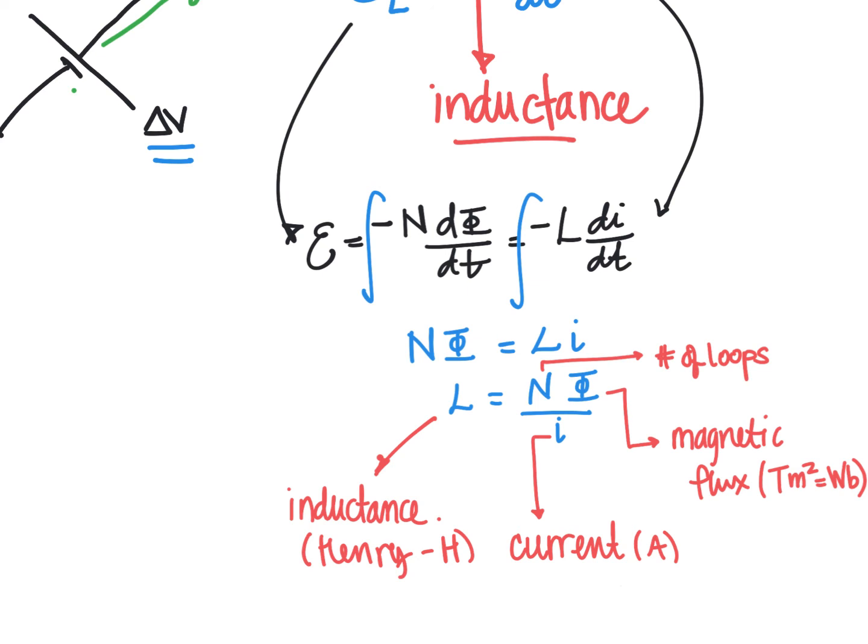So inductance is measured in Henry. Our number of loops is just a number. The magnetic flux is in Tesla times meter squared. Remember, flux is BA cos theta, and a Tesla meter squared is also known as a Weber, or Wb, and then the current would be measured in amps. So this inductance is the measure of the opposition to a change in current.